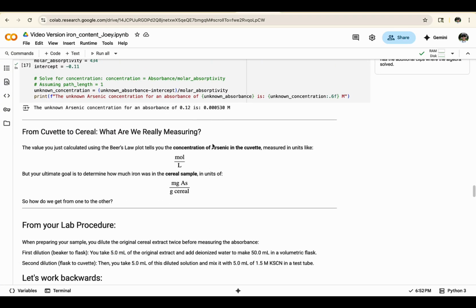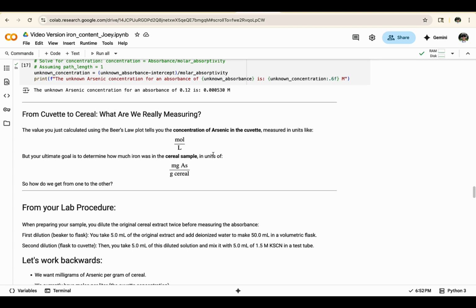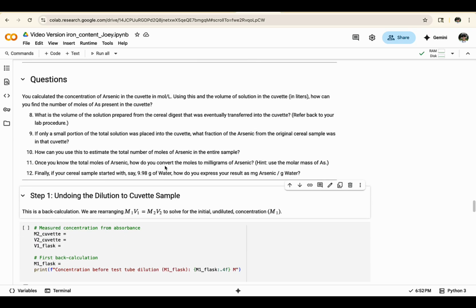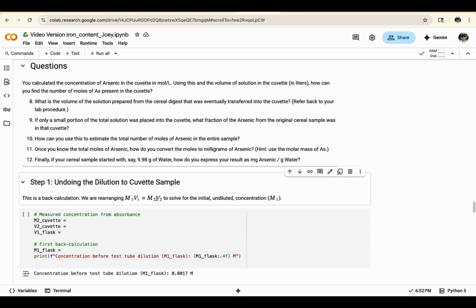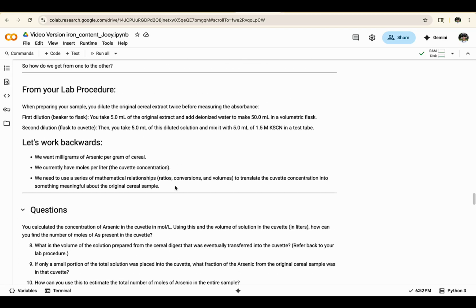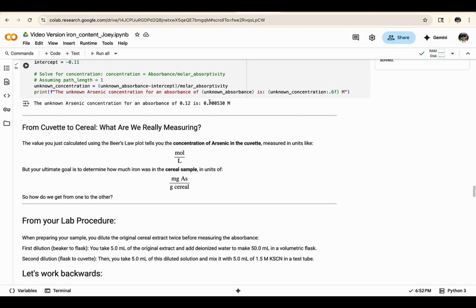So the code above here determines how much arsenic is found in the cuvette, or the concentration of the arsenic in the cuvette. Using this, however, we can then take this value and use an M1V1 = M2V2 equation and back calculate it to get the value before we diluted the arsenic. And so to do so, let's input these values that we have.